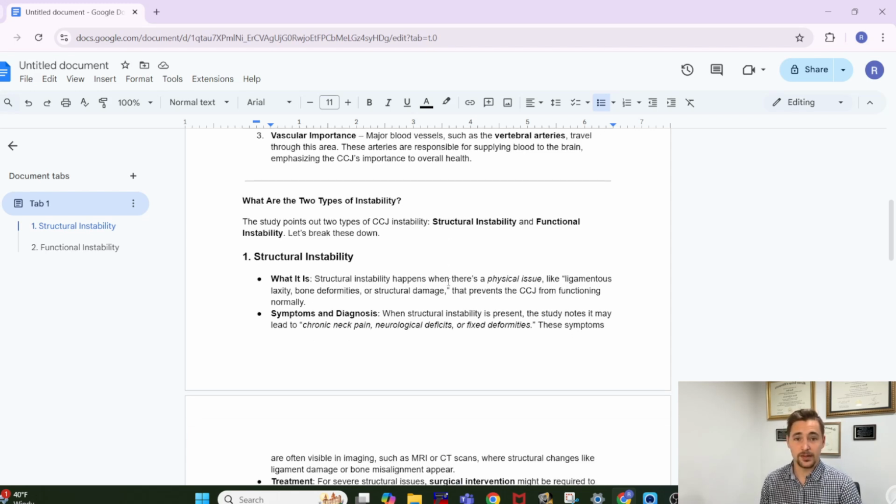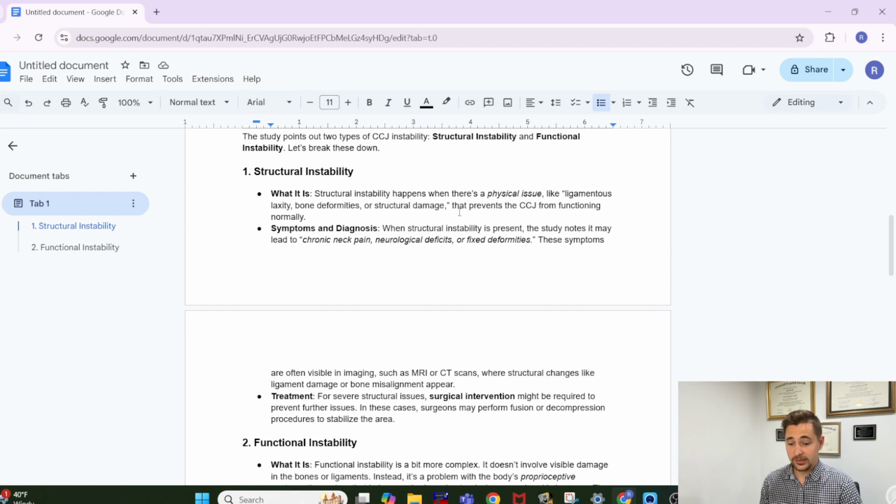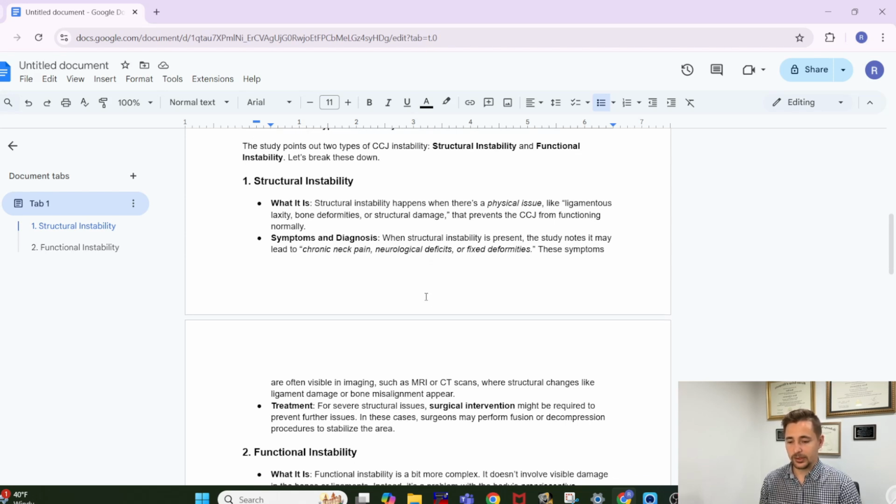So let's talk about the two different types of instability in this area. First, we're going to start with structural. What it is, is a physical issue like ligamentous laxity, bone deformities, or structural damage, and this prevents the CCJ from functioning as it should. So it can compress different structures and have a big impact on people. This can happen if they've had some sort of trauma in the past, or they have hypermobility, like EDS, which is one example. There are many different examples of hypermobility, but EDS is what a lot of people know about. So you can have ligamentous laxity in this area, and that causes the structural instability.